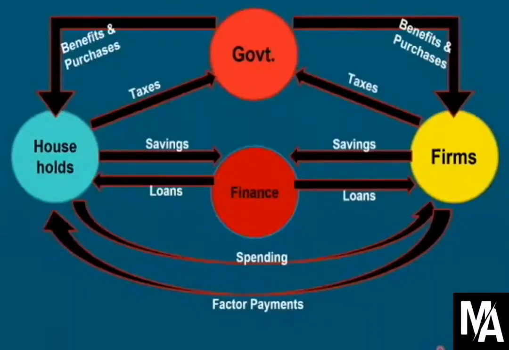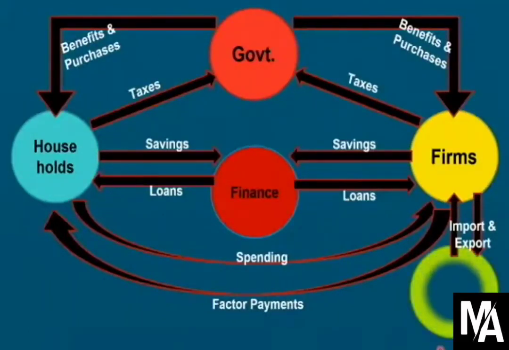But still we have one more sector remaining. We have the foreign sector, where import and export happen. So the entire economy, that is household, government, firms and finance, are involved in importing and exporting from and to the foreign sector. And even here, this is just a small glimpse of what exactly happens in the economy. In reality, the economy is much more complex.